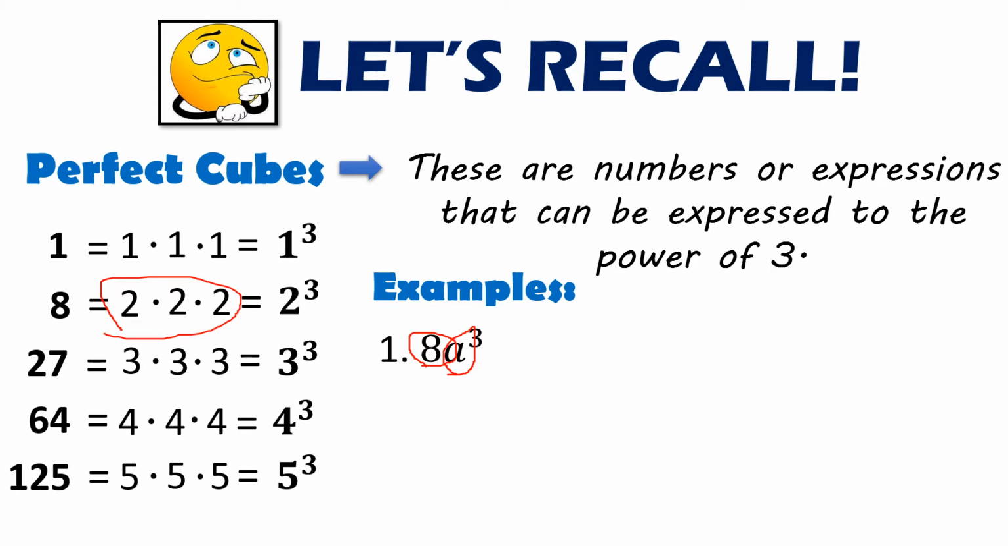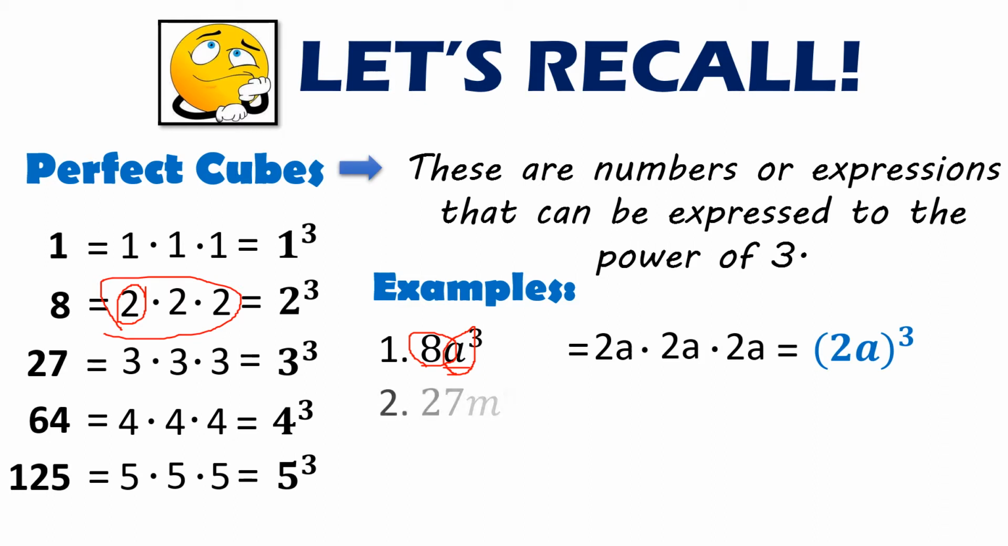Therefore, if we are going to combine the numerical factor, which is 2, and the literal factor, which is a, then its factors are 2a times 2a times 2a. Then it can be written as the quantity of 2a raised to 3.